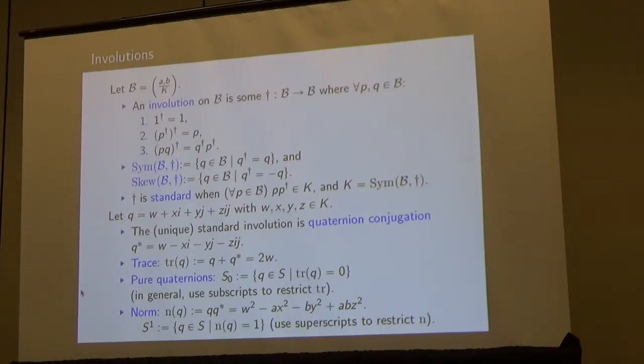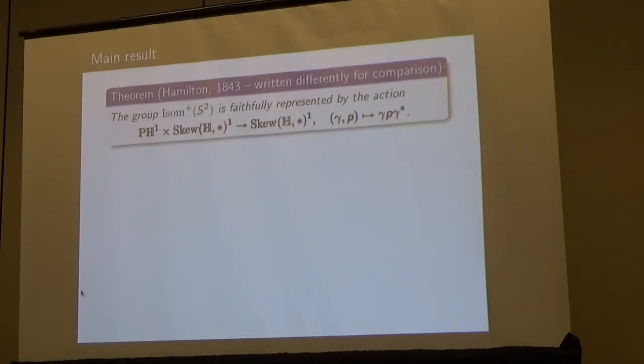All right, so in general, I'm going to use subscripts to indicate restrictions on the trace and superscripts to indicate restrictions on the norm. All right, so S sub 0 is the pure Quaternions. S to the 1 is norm 1 Quaternions. All right, so now finally I can state what the main result is. First of all, using that notation, we can write Hamilton's theorem from 1843 in this sort of weird way, right?